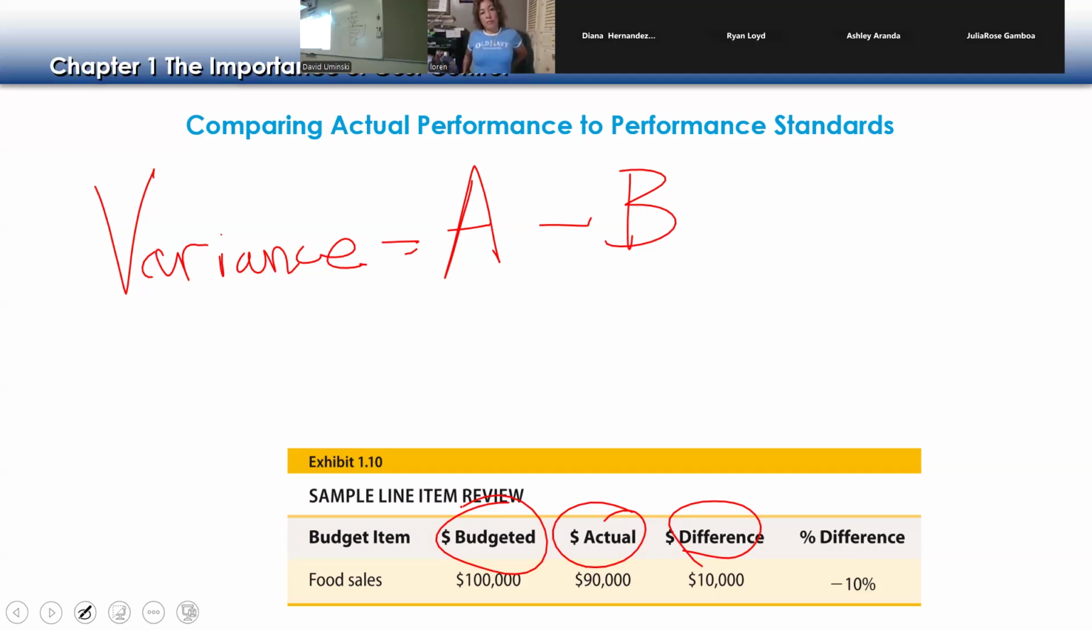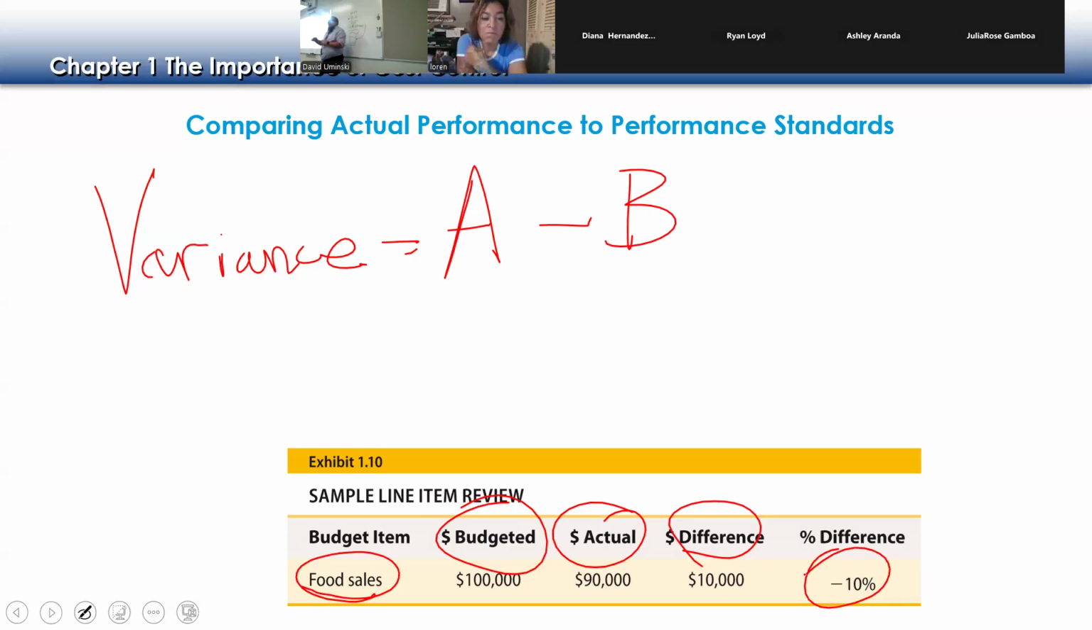Okay? So in this case, our food sales, we budgeted to be $100,000, but we actually only brought in $90,000. So our difference is 10,000, and that percentage is a negative 10%, which means I did not quite get my goal of 100,000.